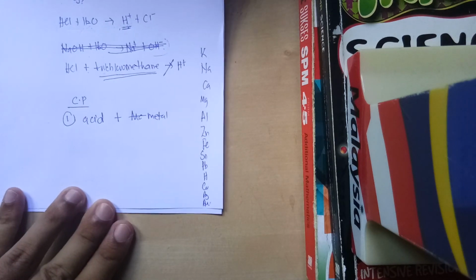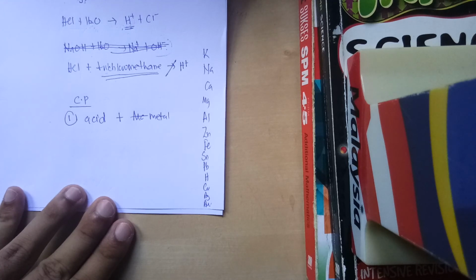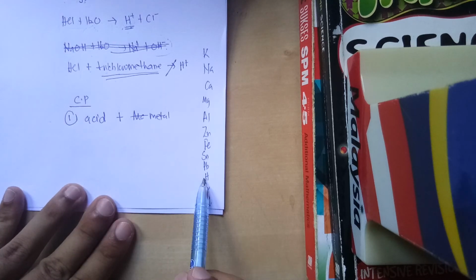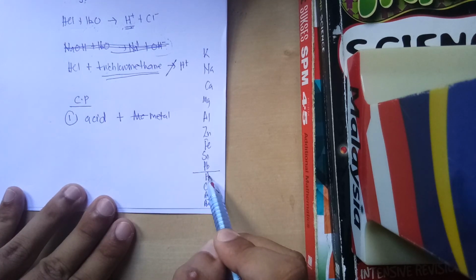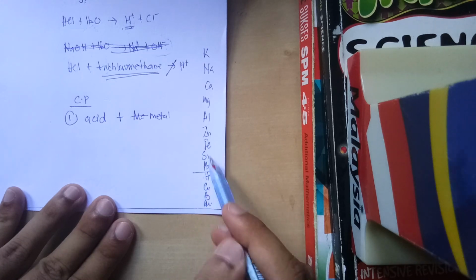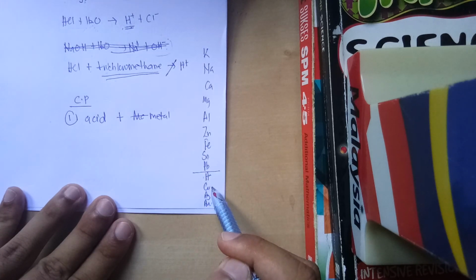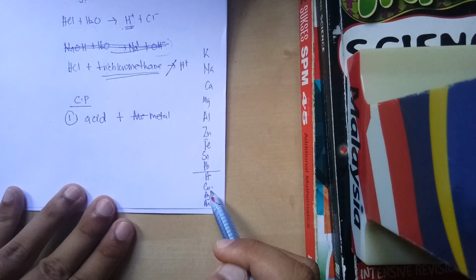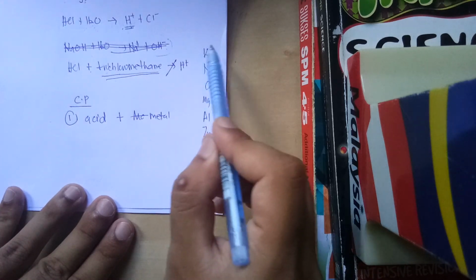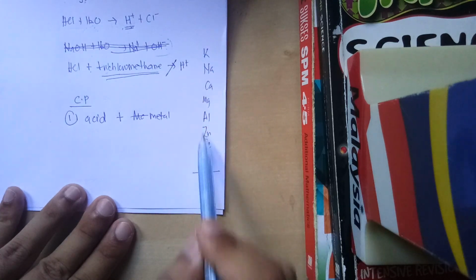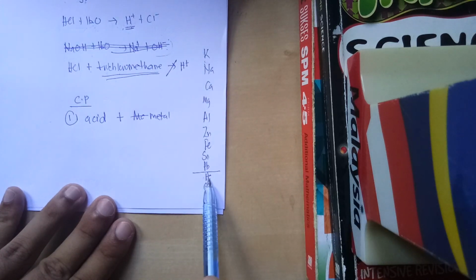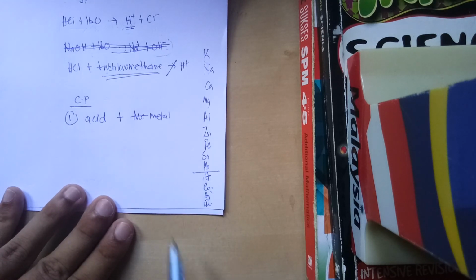If you see from this reaction, acid means they have H+ ions. So at this point, all the metals above hydrogen can react with acid, but metals below hydrogen cannot react. Why? Because at the upper part, they are very active, which means they can react with the acid's H+. But the metals at the bottom are weak, or we call them unreactive. If they are unreactive, they cannot react with acid.